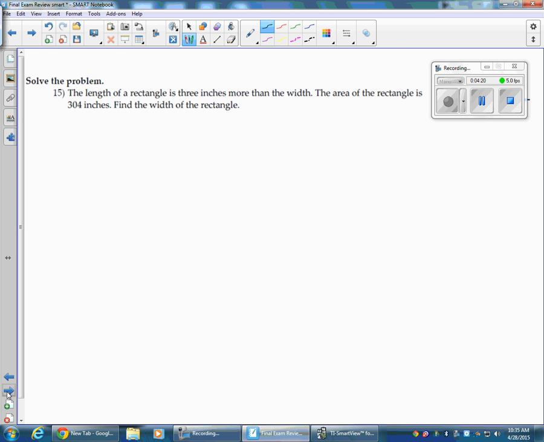All right, 15. The length of a rectangle is 3 inches more than the width. The area is 304 square inches. Find the width of the rectangle. So I'm going to let the length be x plus 3 and the width be x. So the area is length times width. And they tell me the area equals 304.